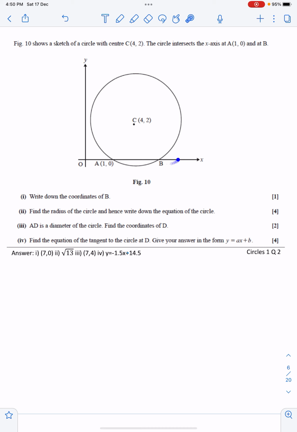Once the equation of the circle is made, then in the equation of the circle, since on the x-axis y is 0, we will make y equal to 0 and get the coordinate of B. Okay, as the first step, I'm going to find the radius of the circle. Finding radius. I have to find the distance between (1, 0) and (4, 2).